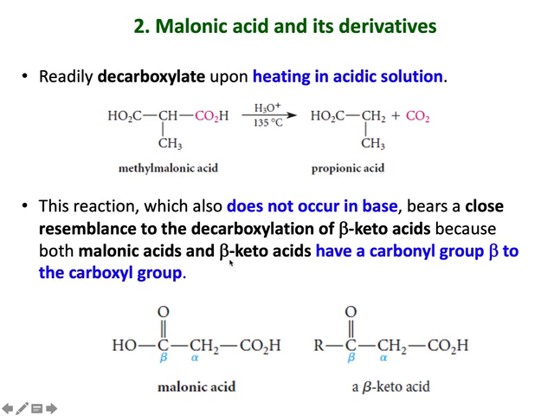Both malonic acid and beta keto acid have a carbonyl group beta to the carboxyl group. Because of this structure, they contain a carbonyl group beta to the carboxylic acid. It's not a beta carbon; we call it a beta carboxyl group.